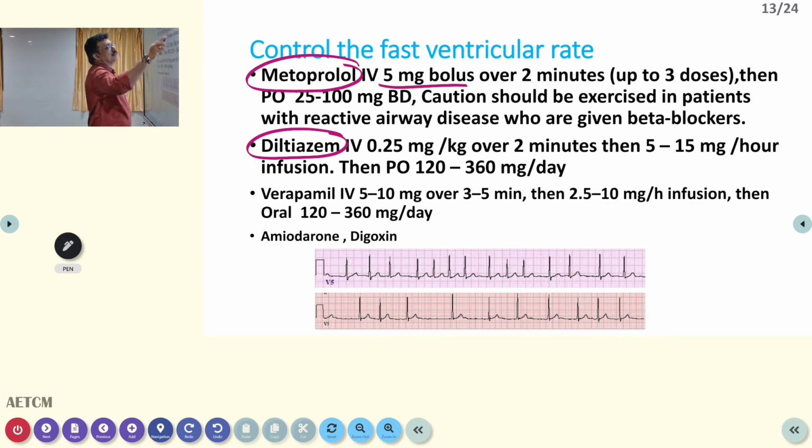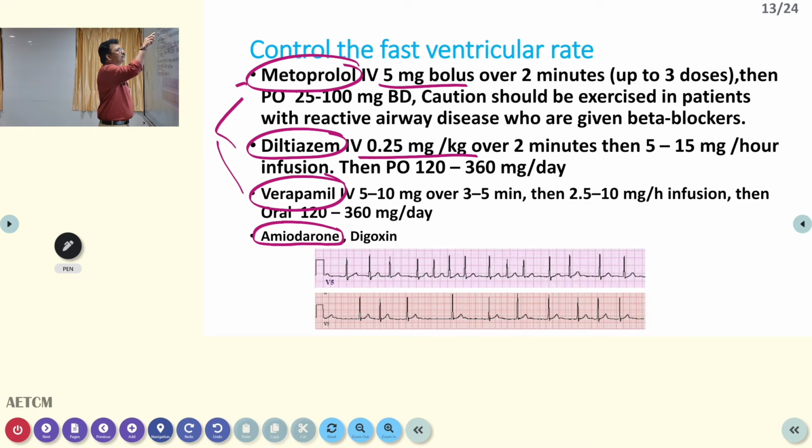A 5 milligram bolus can be given. Here it is 0.25 milligram per kg over 2 minutes. Or instead of diltiazem, we can use verapamil also. Same action. All these drugs have the same action. If you want to control both rate and rhythm properly, you can go for amiodarone. So if these drugs fail, you can go for amiodarone, or some doctors start this drug straight away depending on the clinical scenario.